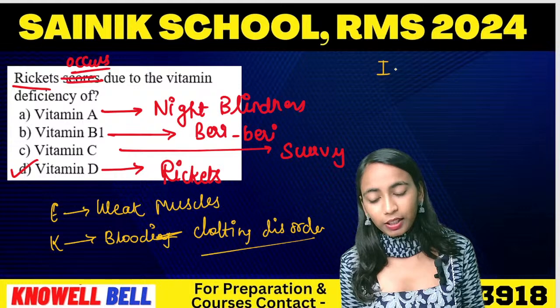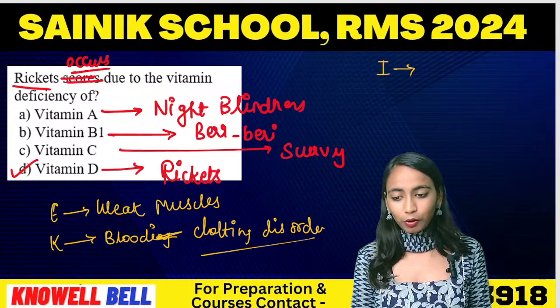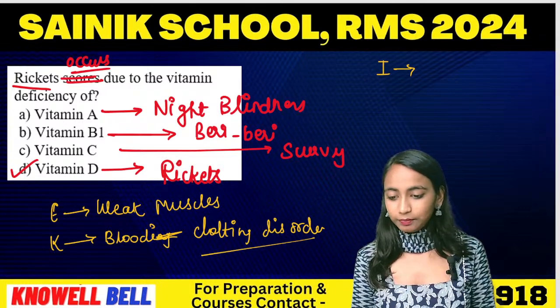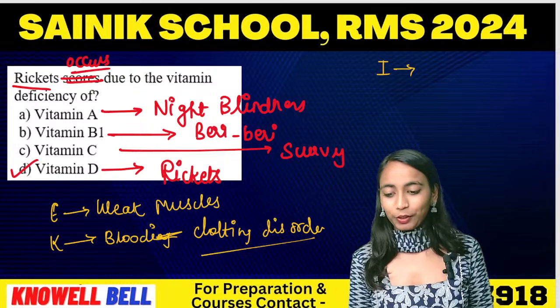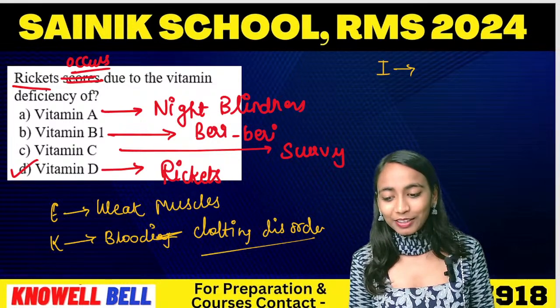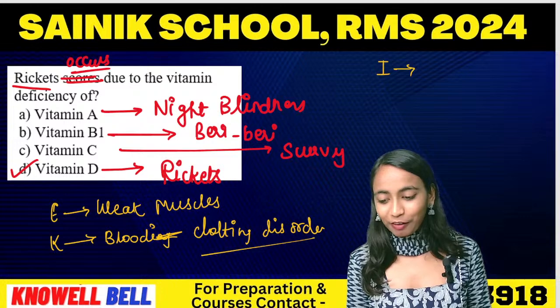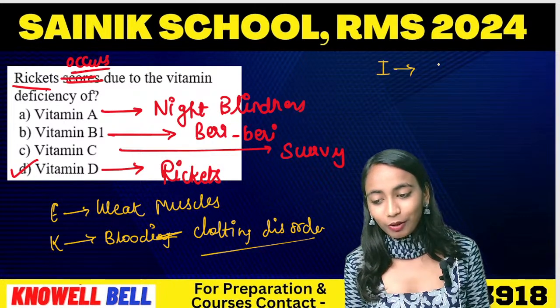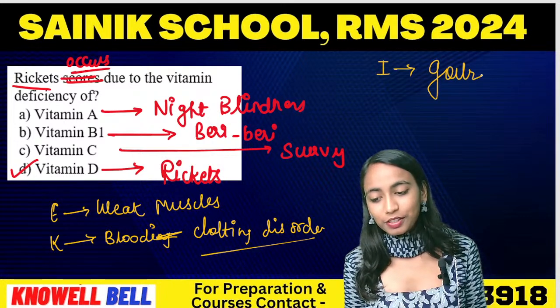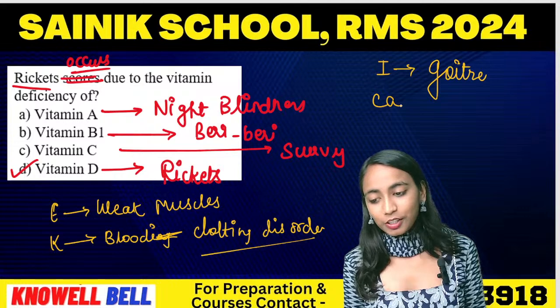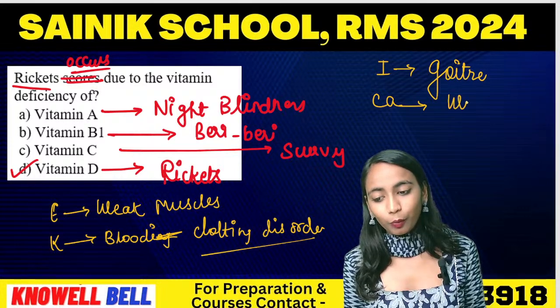Same way, iodine deficiency. Deficiency of iodine will cause which disease? Quickly. Okay, the nice spelling for clotting. Iodine deficiency. I is for iodine, Nishtha, not for iron. Iodine deficiency will cause goiter. Iodine की deficiency से क्या होगा? Goiter. Calcium deficiency will cause weak bones.